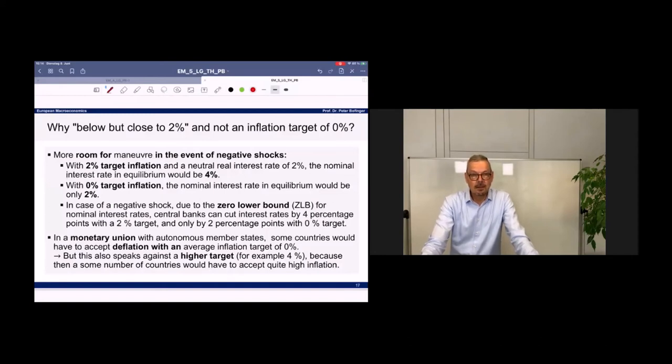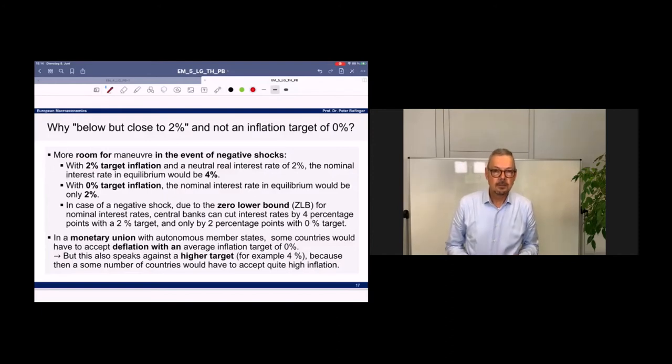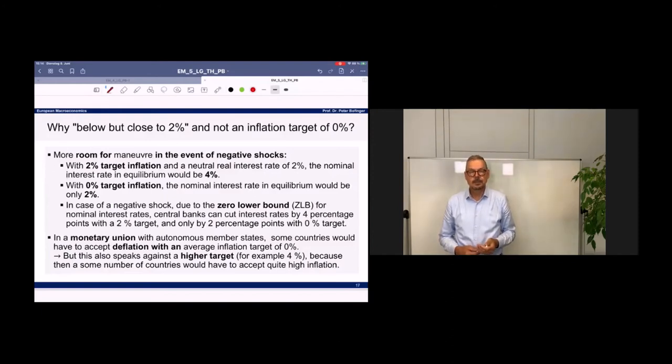So when the economy is affected by negative shocks, the countries who are already in deflation when you are in equilibrium, of course, get into even more deflation. And therefore, I think the specific rationale of the 2% inflation target in a monetary union is that you prevent member states from being in a deflationary situation, even if there are no negative shocks.